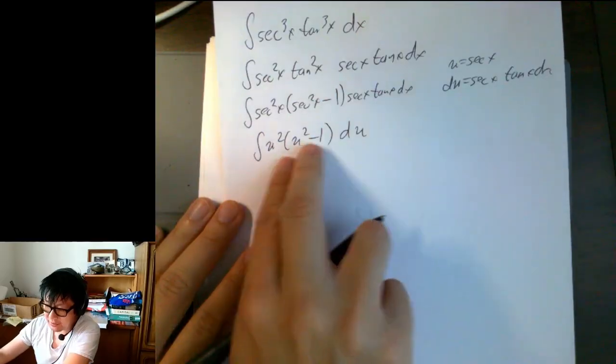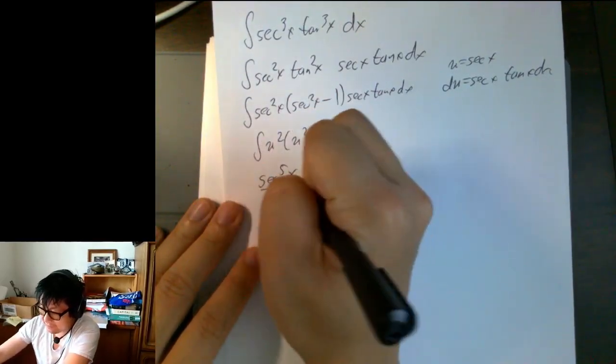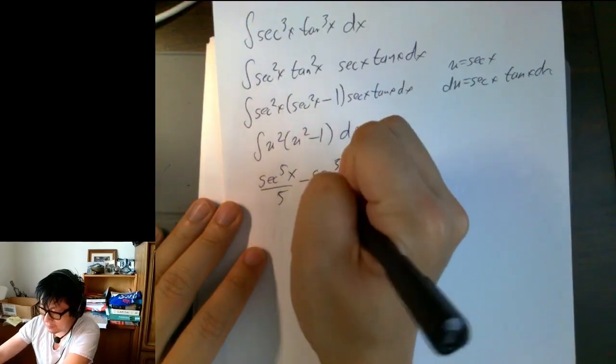I'm going to skip ahead a little bit. When you distribute and integrate it, you end up with secant to the 5th x over 5 minus secant to the 3rd x over 3 plus c.